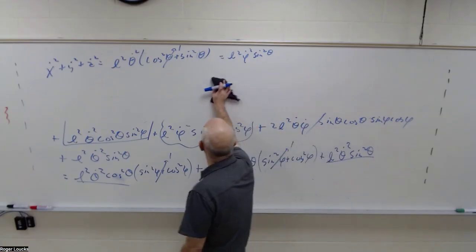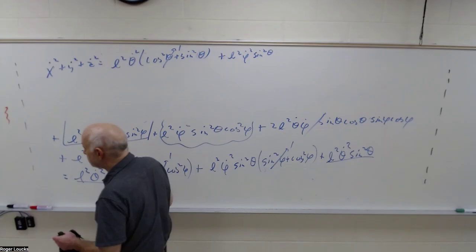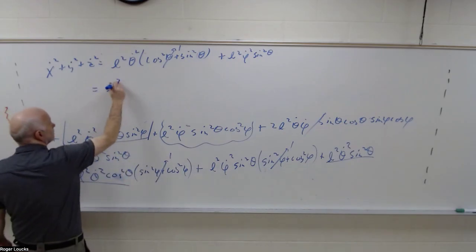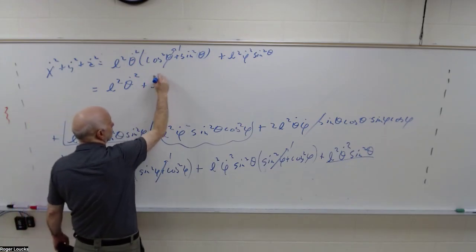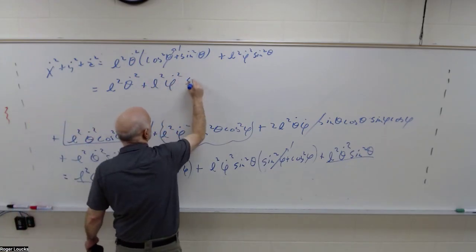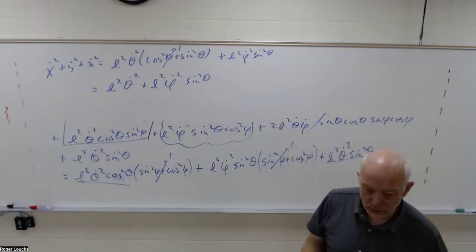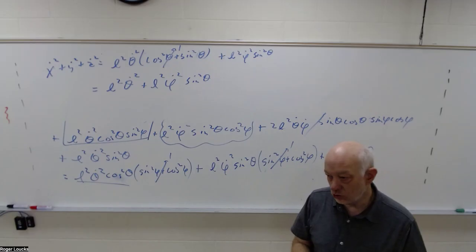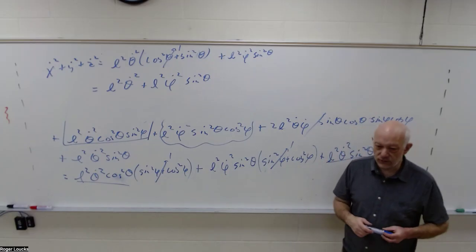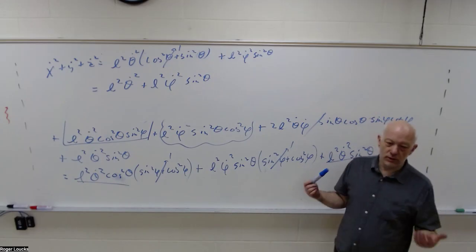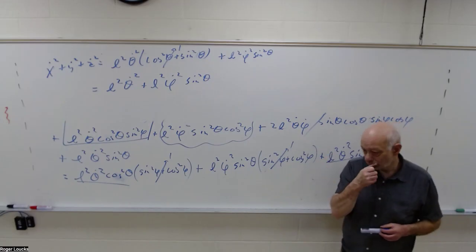So this is L squared times theta dot squared plus L squared phi dot squared sine squared theta. And if you look at that, there's a part of you that wants to say, why didn't you just write that from the get-go? You could have guessed that if you stopped to think about it. Why did those pieces make perfect sense?